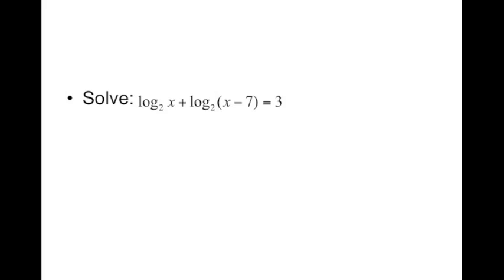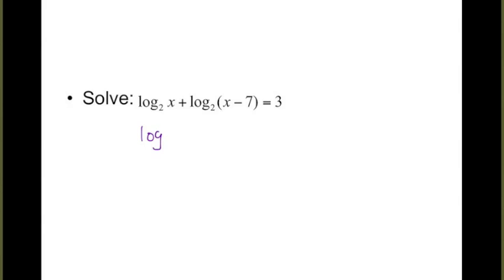This problem has 2 logs in it. So before we can rewrite as an exponential, we need to get those 2 logs together. When we have an addition of logs, we can condense them or combine them by multiplying the insides. Addition of 2 separate logs turns into multiplication inside of 1 log. Then we can rewrite this as an exponent. 2 to the power of 3 equals x times x minus 7. The base stays the same and the other stuff switches positions.